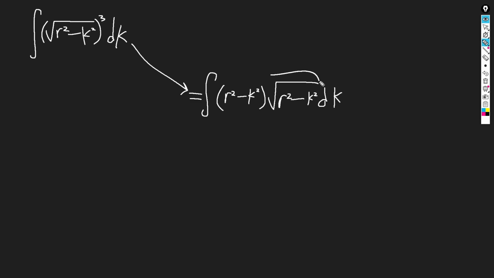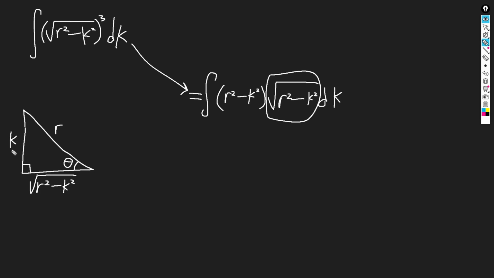And you'll notice that this integral has this root, this style, which means we can do trigonometric substitution to solve this integral. So I've constructed a quick right triangle here to do this. So we see that sine theta is k over r. So k is just r sine theta.